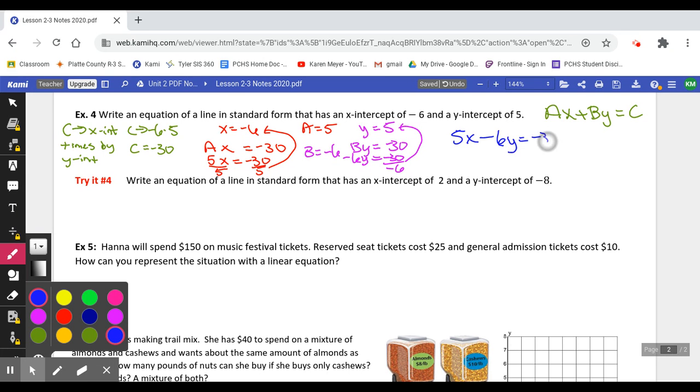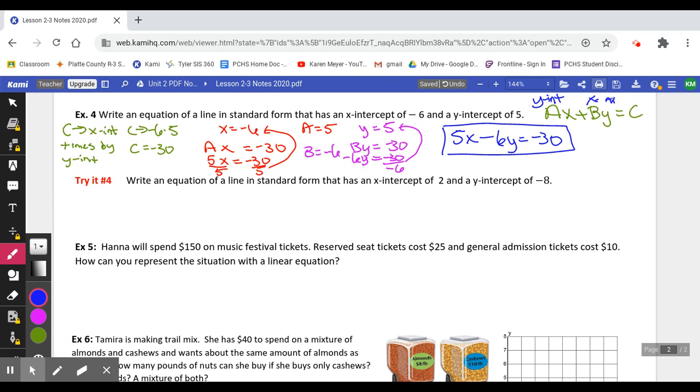But so many people miss this because they just want to put negative 6 in front of x, but you have to remember it really goes in front of y. So if you can remember the shortcut that the y-intercept goes in for A and the x-intercept goes in for B, then you're good.